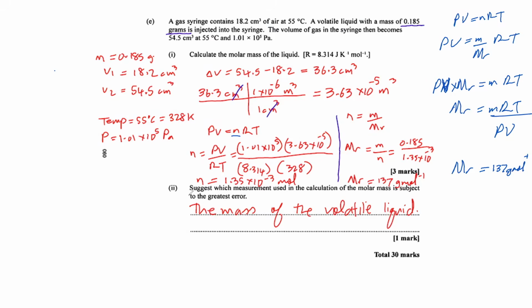E part 2 asks which measurement used in the calculation of the molar mass is subject to the greatest error. And you can see that because we have our volatile liquid, as it is evaporating, the mass would change, giving us various mass change. And so that will give us the greatest error. This ends our question 3, module 3 for Unit 1, Paper 2, 2025. Thank you.